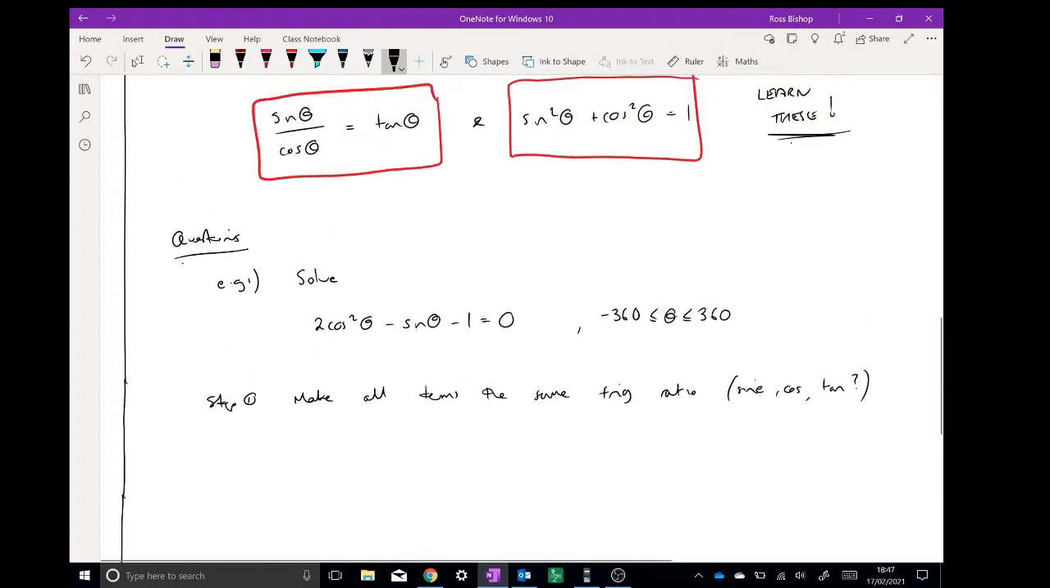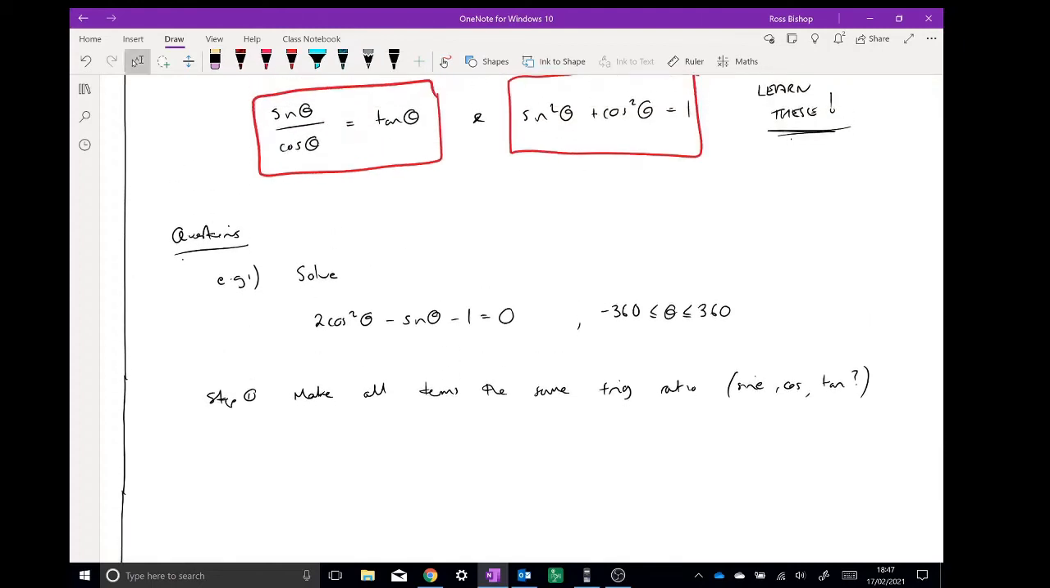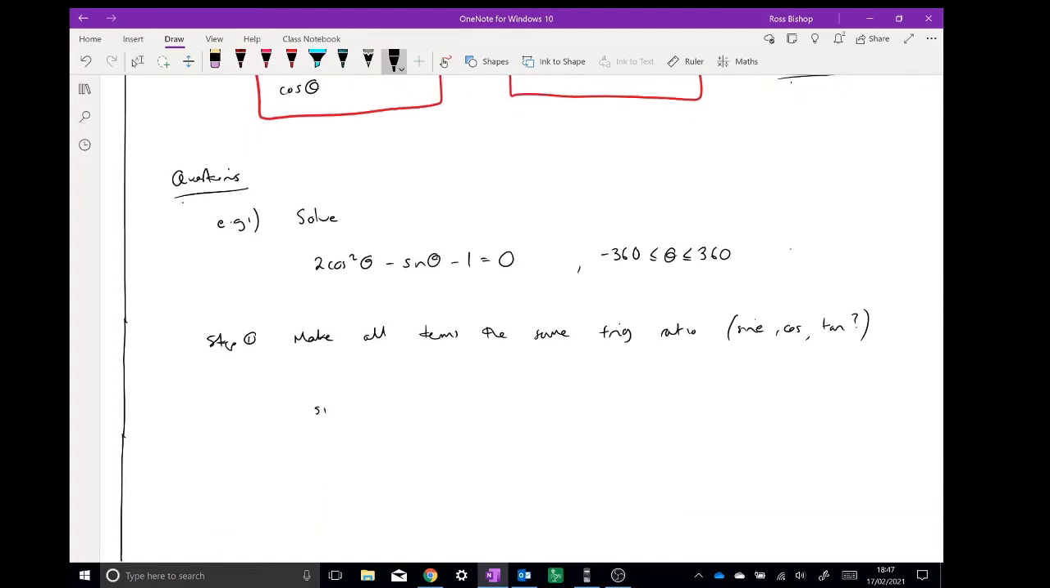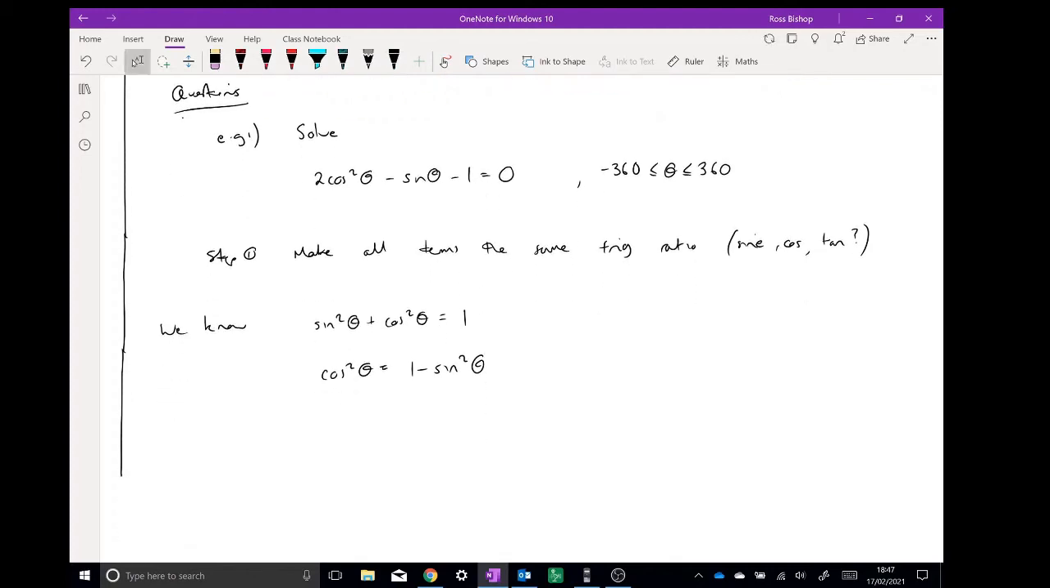Now to do that, I'm going to use my red boxes. Now the one on the left, the one with tan in, I don't think that's going to help me. But the one on the right will help me because I know that sine squared theta plus cosine squared theta equals 1. If I rearrange that, so therefore cosine squared theta is going to be 1 minus sine squared theta, okay? I can now substitute that into my equation. So instead of 2 cosine squared theta, I'm going to replace cosine squared theta with 1 minus sine squared theta. So I'm just going to replace it.